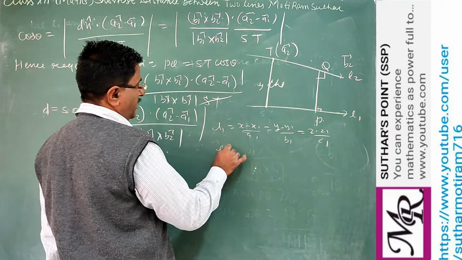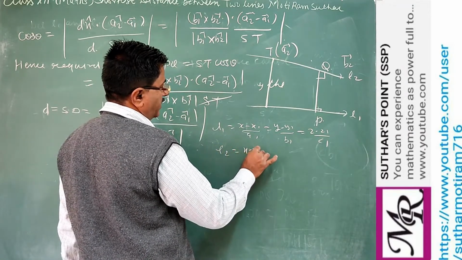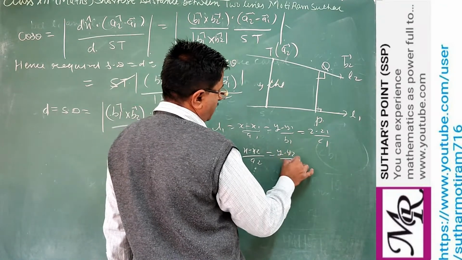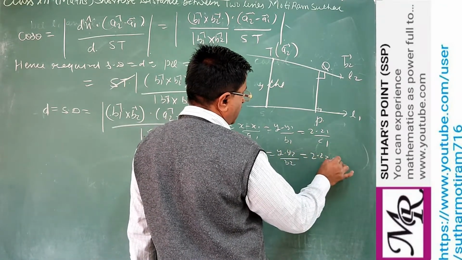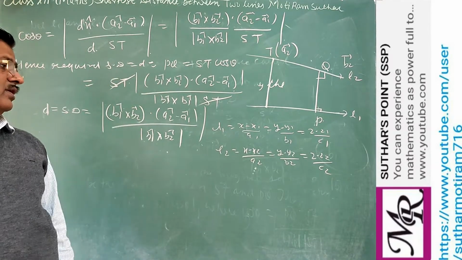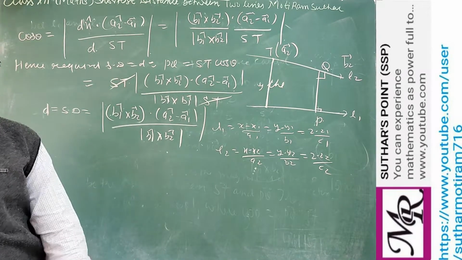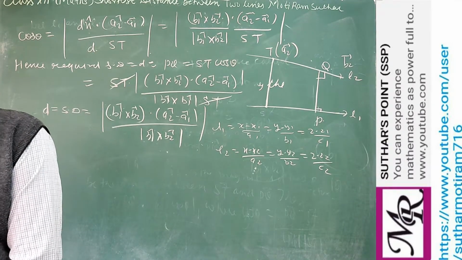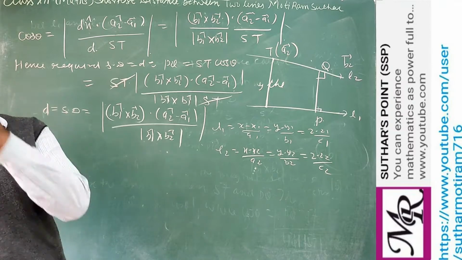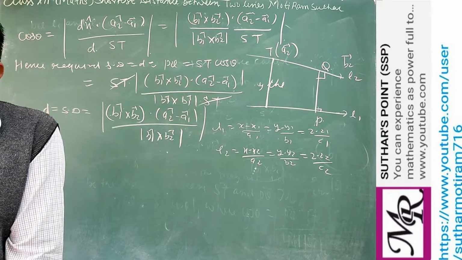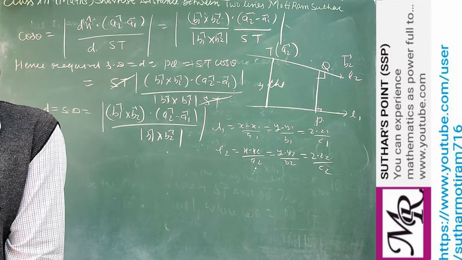And the second line L2 is given as (x minus x2) upon a2, (y minus y2) upon b2, and (z minus z2) upon c2. If lines are given in the Cartesian form, then how can we find the shortest distance between the two lines? Here you can either use another formula or you may also use this same formula.